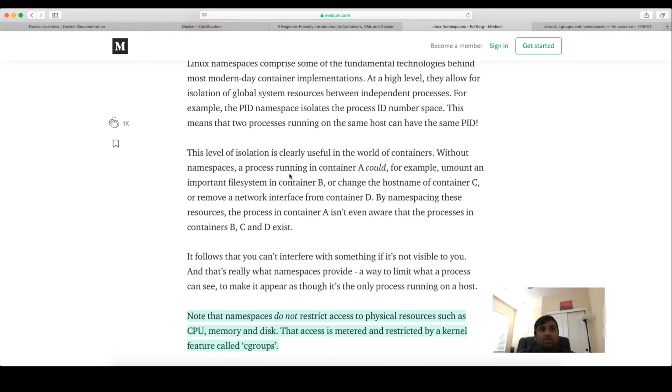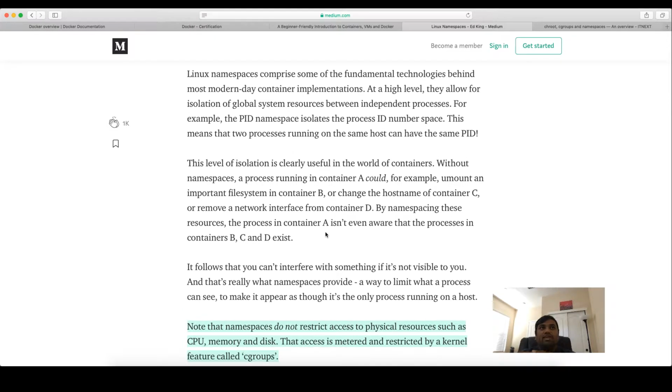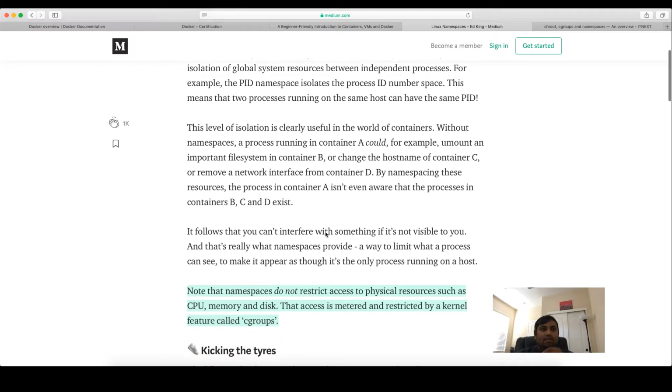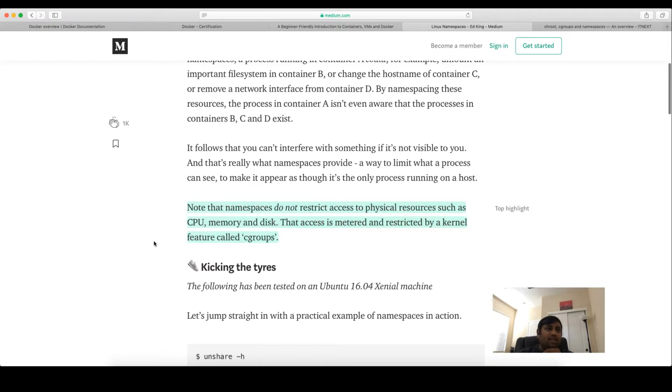Without namespaces, a process, let's say a process running in container A, could, for example, unmount an important file system in container B, or change the host name of container C, or remove a network interface from container D. By namespacing these resources, the process in container A isn't even aware that the processes in containers B, C, and D exist. So that is the beauty, and this functionality is brought in by namespaces. There are multiple namespaces, but before that, let's understand one more line.